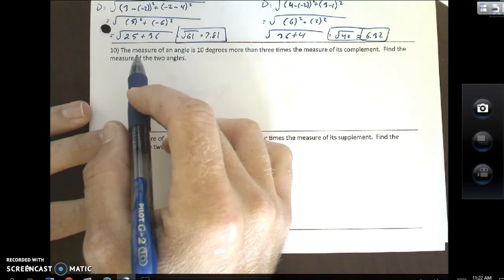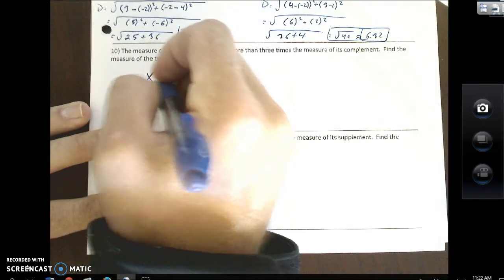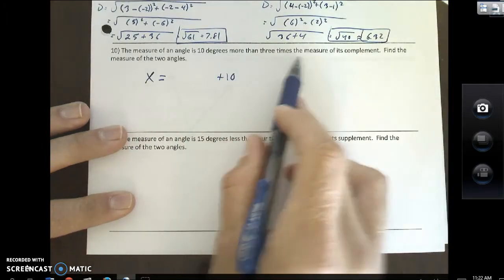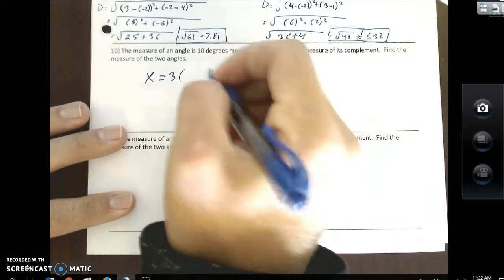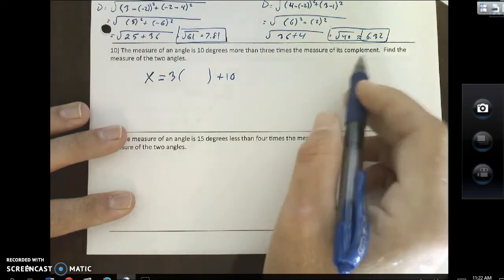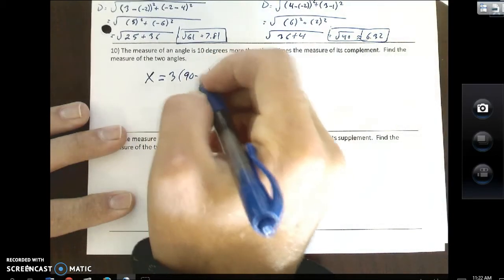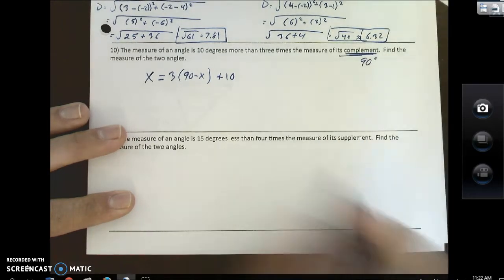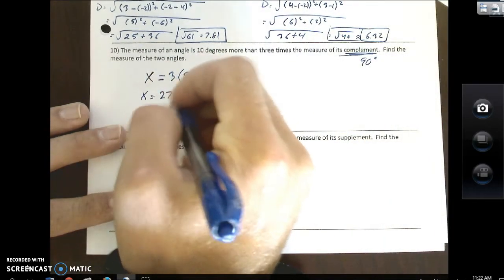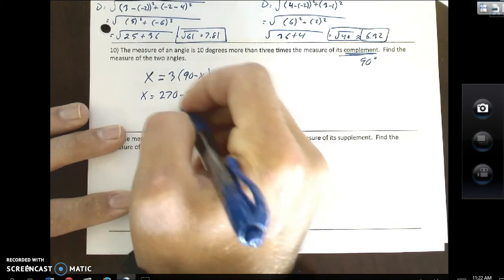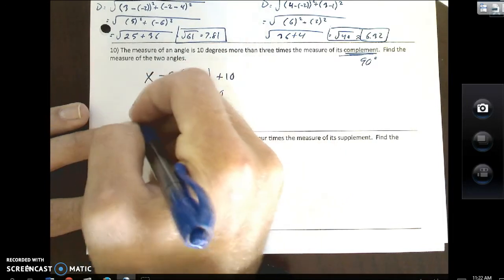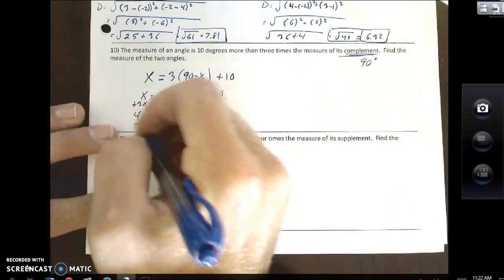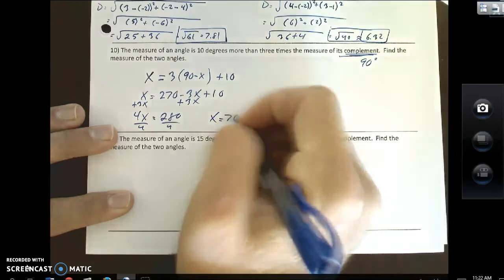All right, let's read this piece by piece. The measure of an angle, x, equals 10 degrees more. That's plus 10. 3 times the measure of its complement. 3 times its complement, the angle that adds up to 90. So I put 90 minus x. Okay? That's for complement, 90 degrees. If I distribute the 3 in, 270 minus 3x plus 10, I can add 3x over. 4x equals 270 plus 10, which is 280. Divide by 4, x equals 70.